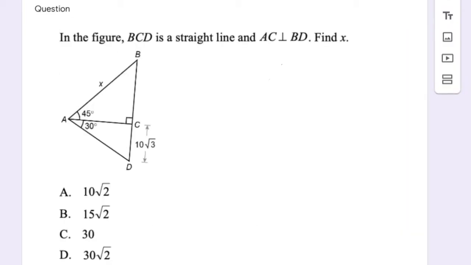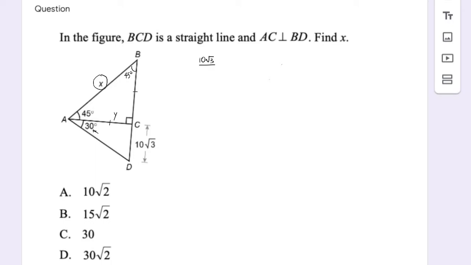For this question, you're going to find out x. So x is this side, so you should know that. When you're going to solve it, this one is 45 degrees as well. So you know this one and this one are the same length. And this is 30 degrees. So now I will just do it for the multiple choice.